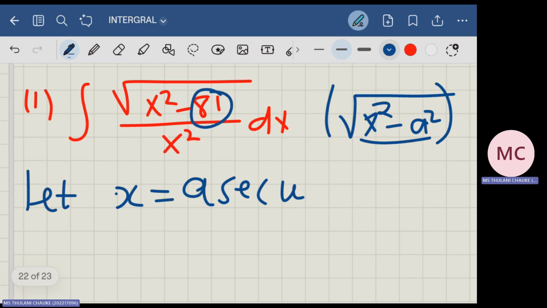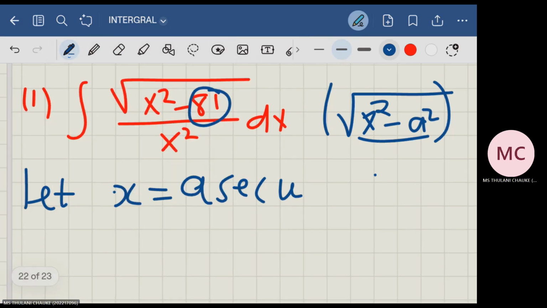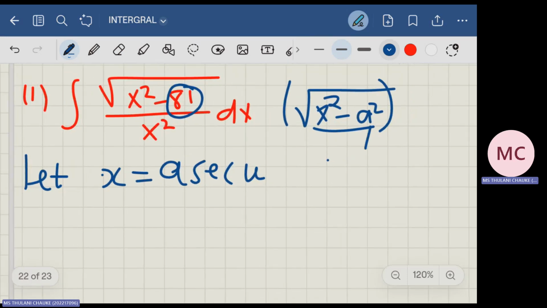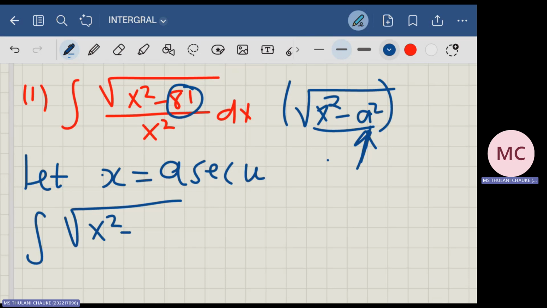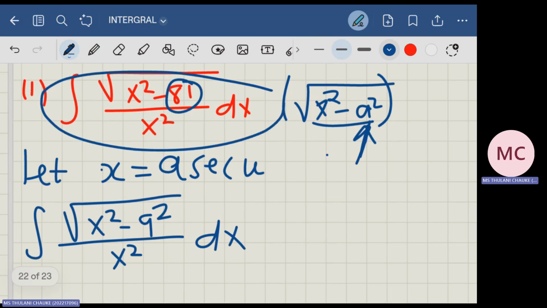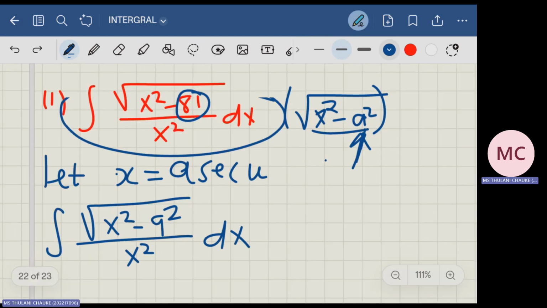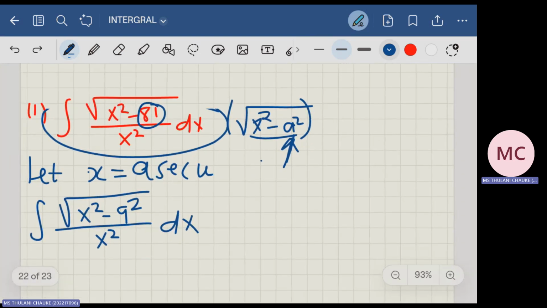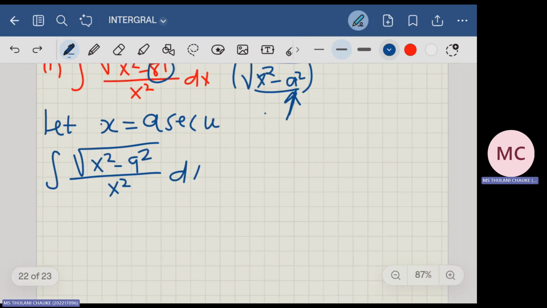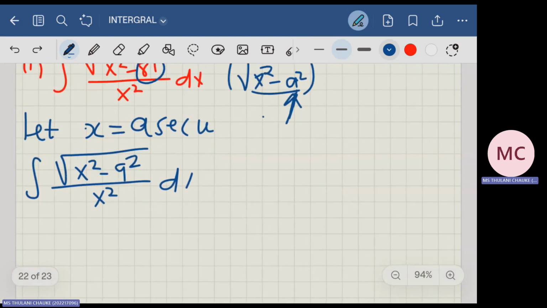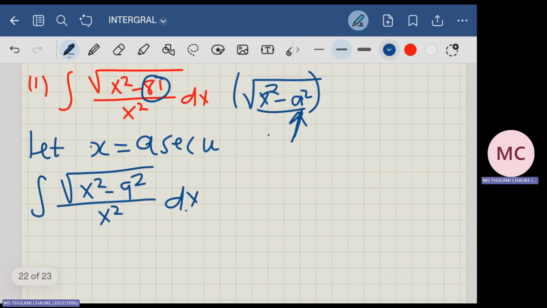We must do the square of that one, because a must be squared. You must be having a squared there. So you're going to have the integral of the root of x squared minus 9 squared all over x squared dx. The answer of this must be in terms of x, so we're going to have a triangle at the end so that we can represent our trigonometric ratios.